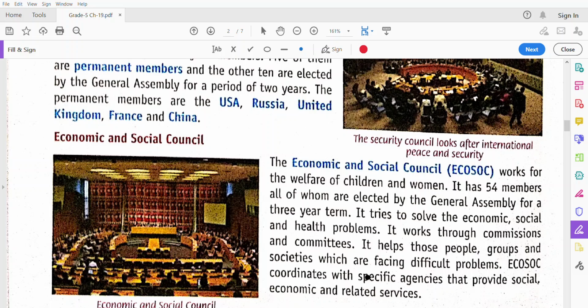ECOSOC coordinates with specialized agencies related to social and economic services. Social problems are like any social evil, like racism in our country, where someone says I belong to Sikhism, I am Hindu, I am Muslim. These types of problems are solved. So these are social problems, and economic problems are related to money, like rich and poor. These problems are solved by this Economic and Social Council.